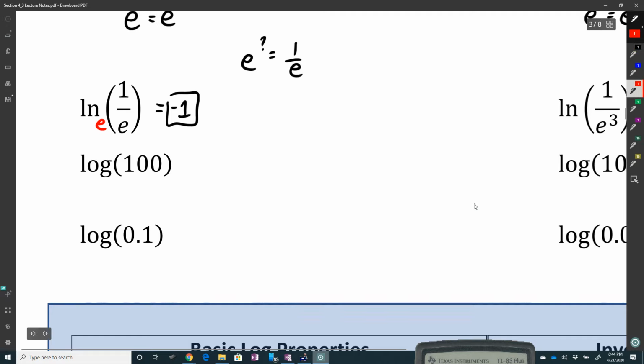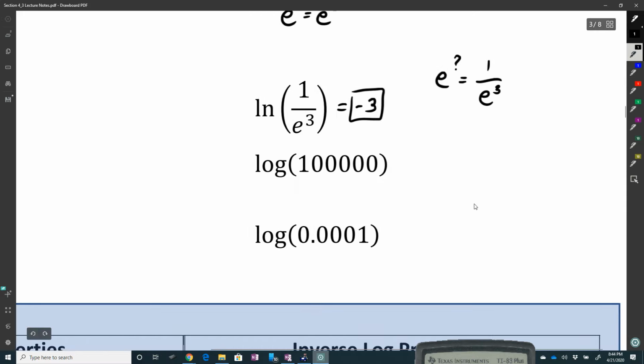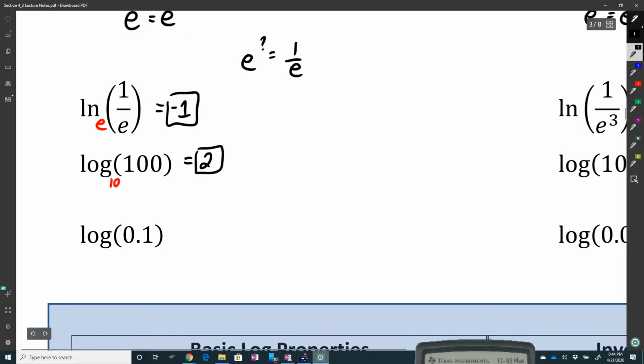The implied base of this one is a 10. 10 to the what equals 100? 2. 10 to the what equals 100,000? 5. Okay. 10 to the what equals 0.1? Well, 0.1 is just 1/10. So that's negative 1.